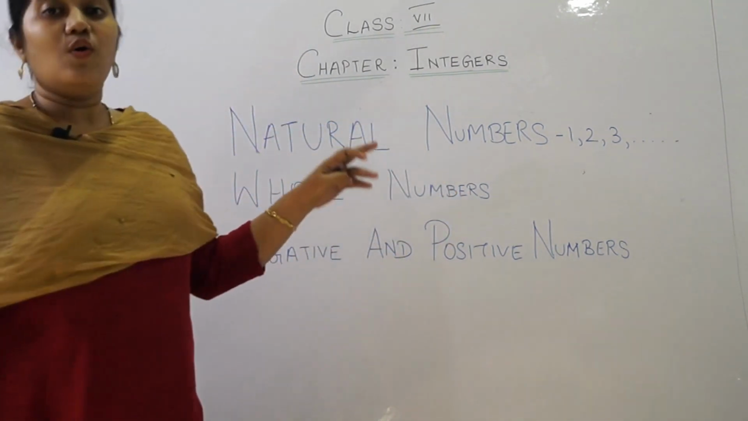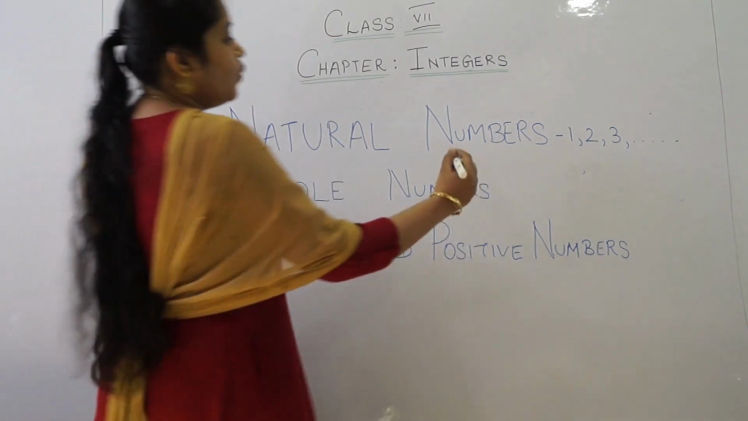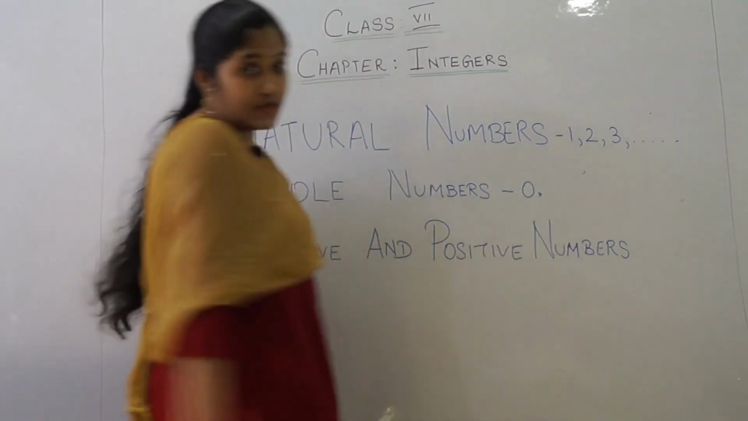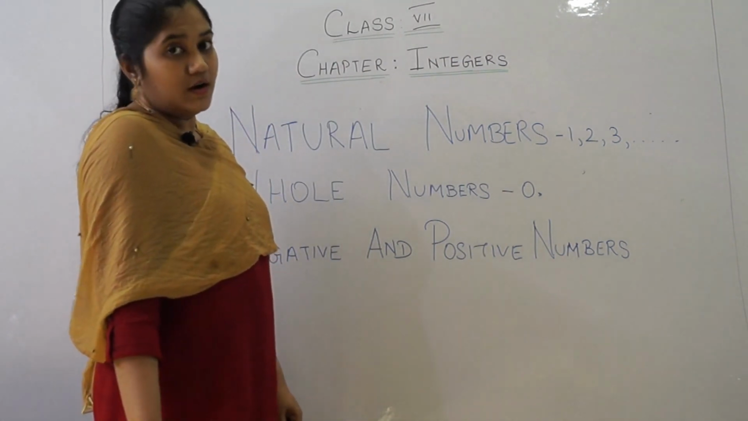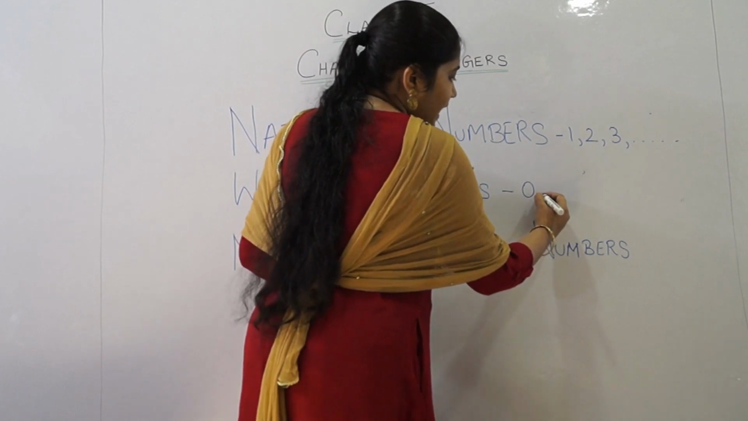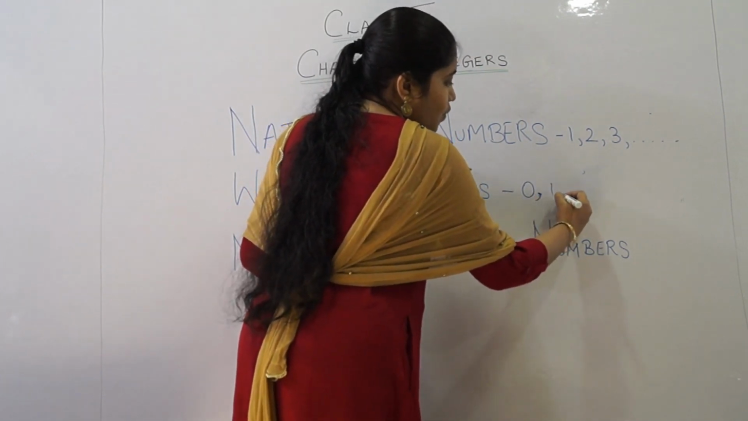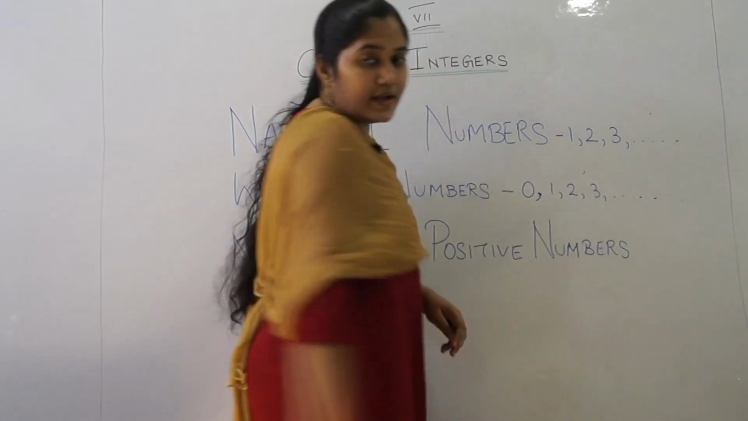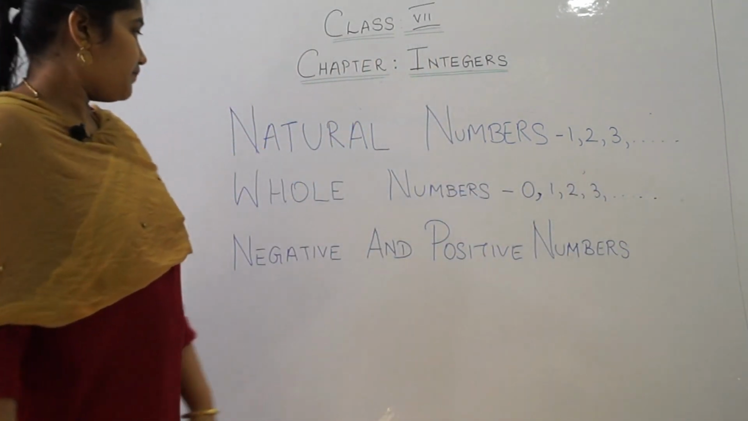Now what are whole numbers? When you add a 0 to the natural numbers, it is called whole numbers. So whole numbers are nothing but 0 added to the natural numbers, which is 1, 2, 3 and so on. It goes up to infinity.